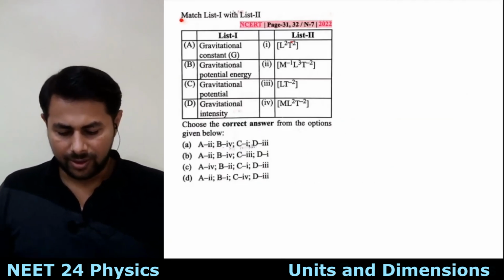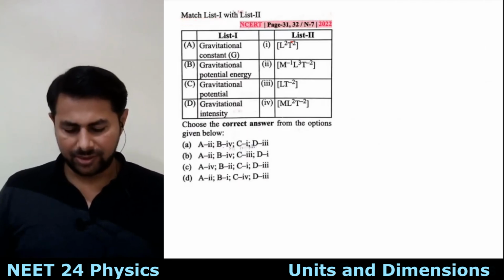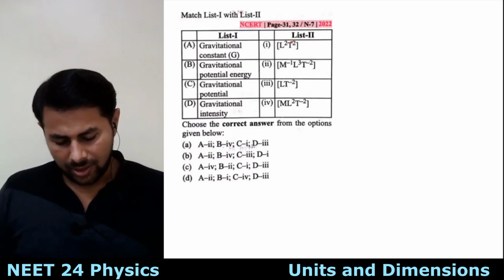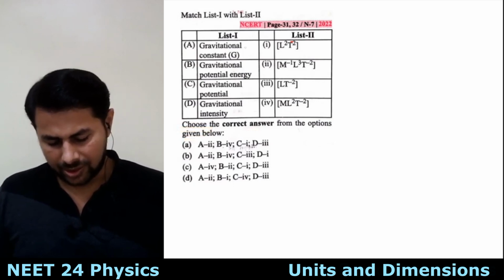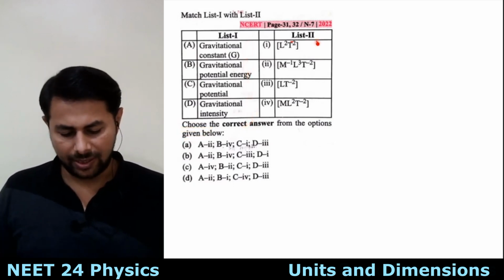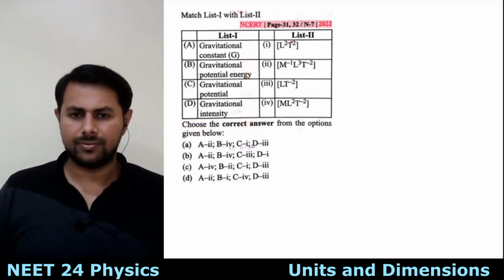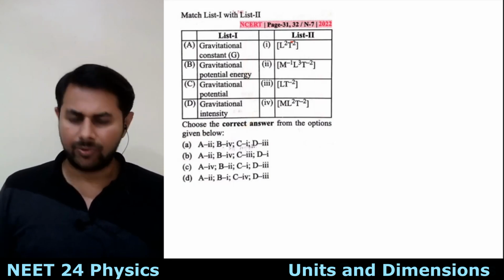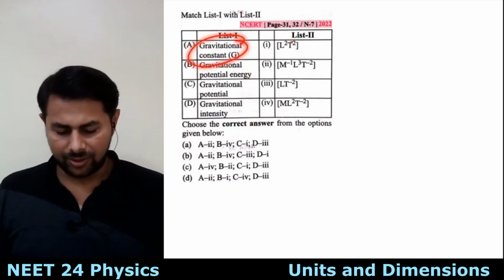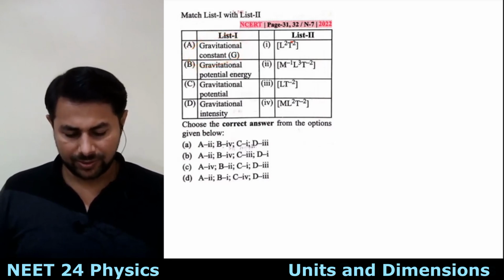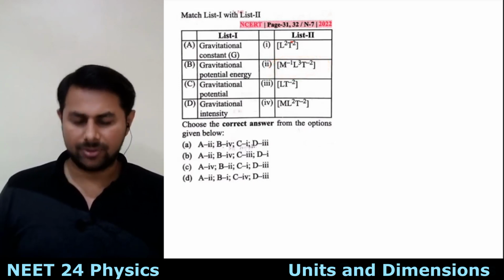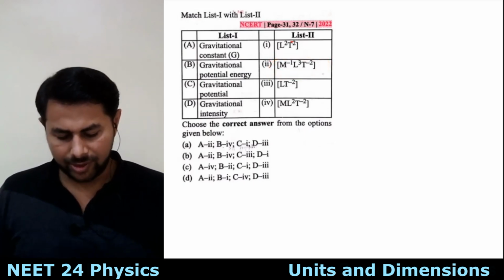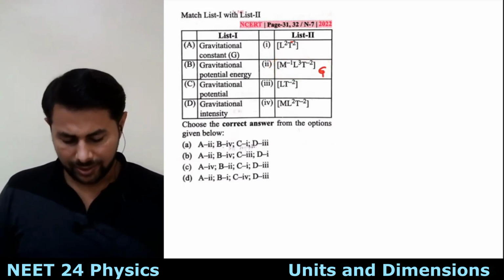Okay, next one, match list 1 with list 2. Choose the correct answer from the options given below. So quantities are given on the left hand side, dimensions given on the right hand side. So here also we need to know the formulae, right? The gravitational constant we just found. What were the dimensions? I guess M minus 1 L3 T minus 2. These are the dimensions of G, right?